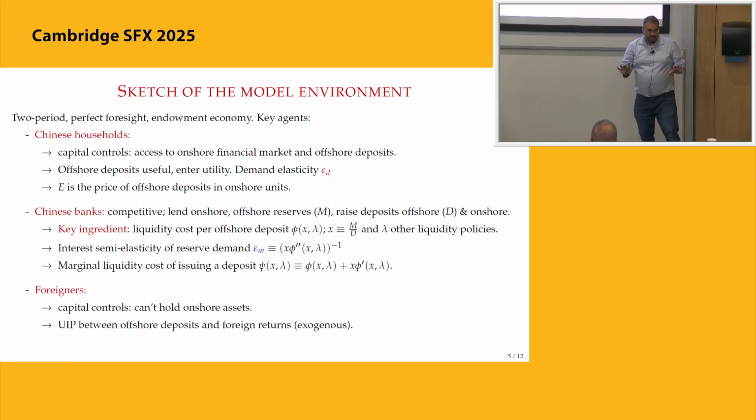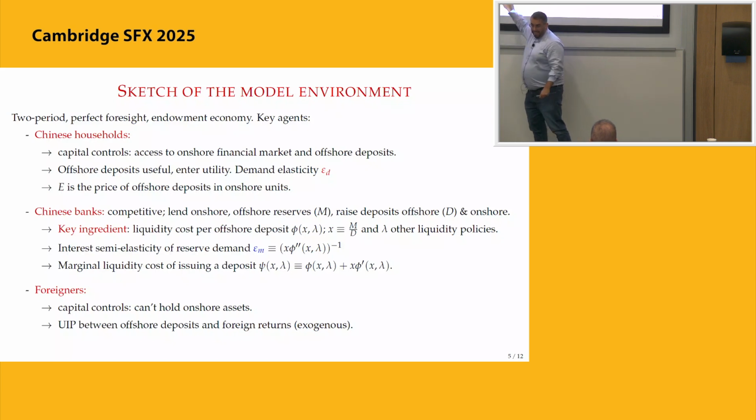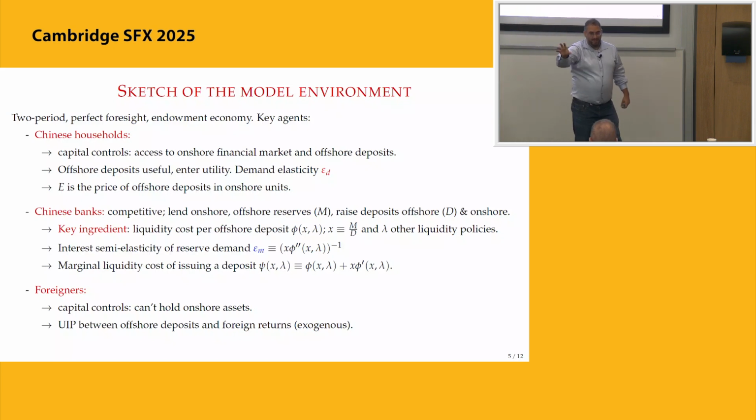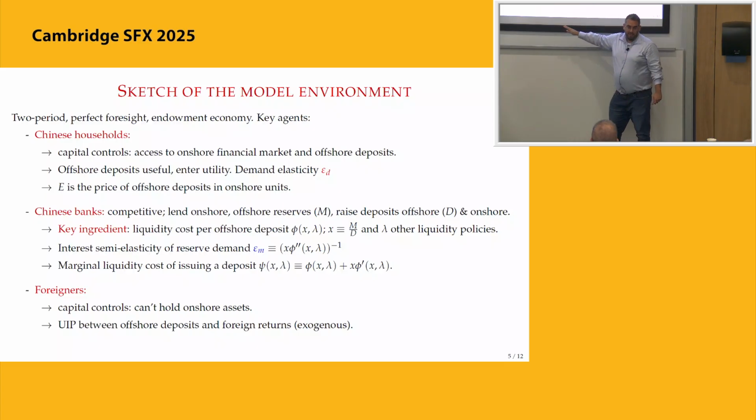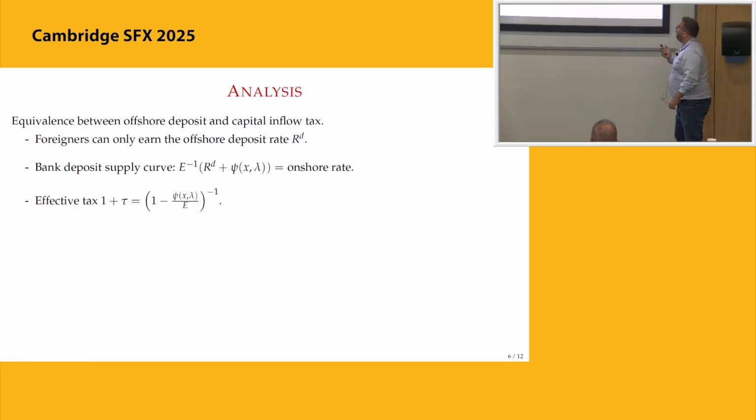Last agent, foreigners, super simple. They can't hold assets in China, but they can hold the offshore currency, and they do so subject to UIP holding with foreign returns, which are exogenous. So what do we get out of this?